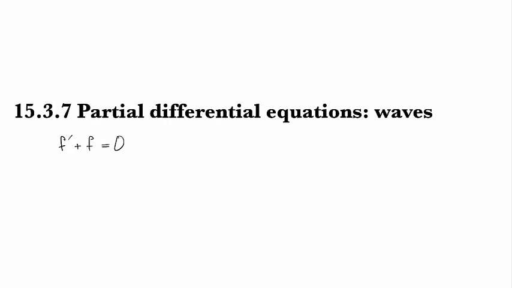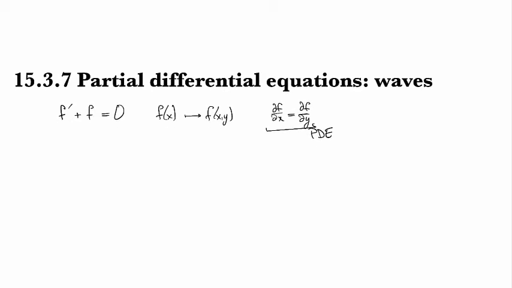Now we're going to be looking at the same thing, but if we change from f being a function of a single variable to f being a function of several variables, then we might have an equation between different partial derivatives of f. That's what's meant by a partial differential equation, or PDE. These are extremely useful because they can model all sorts of natural phenomena. So we'll look at a couple of examples.